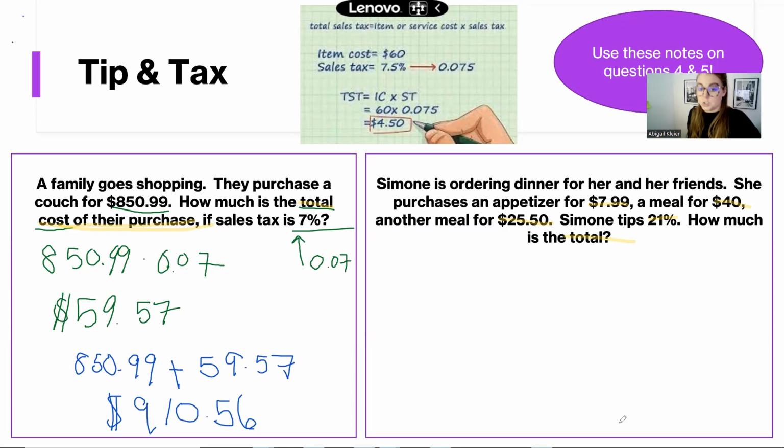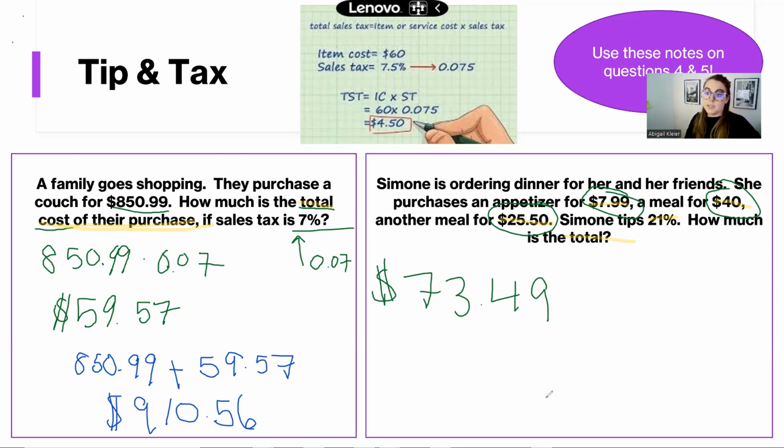The first thing we would want to do, just like on our Daisy Donuts project, we want to find the total bill. So what was the total amount that was spent here? So we're going to go ahead and add up all the individual prices. So that's $7.99 plus $40 plus $25.50. And this is going to give us a total of $73.49. So again, I got that by adding together the individual amounts. That's our subtotal of our bill, so the amounts of just the food.